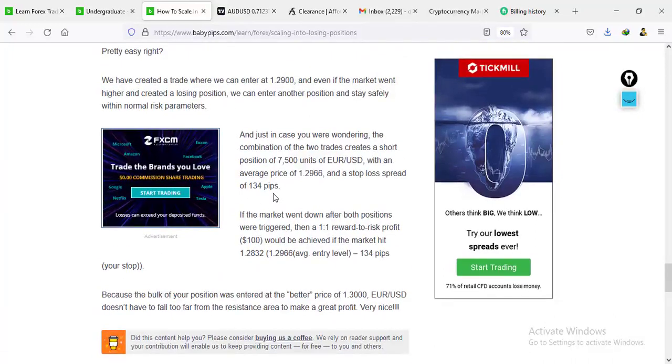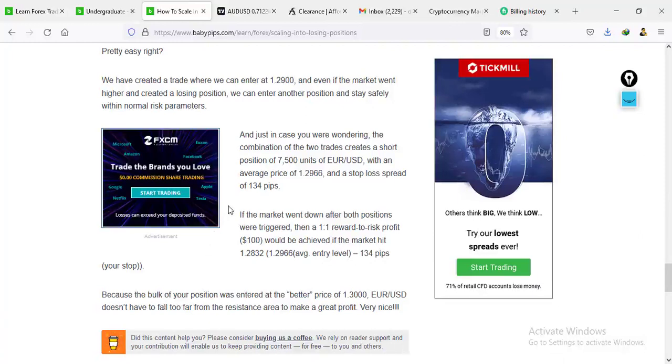And just in case you are wondering how the combination of the two trades creates a short position of 75,000 units of Euro USD with an average price of 1.2966 and a stop loss spread of 134 pips. If the market went down after both positions were triggered, then a 1-to-1 risk to reward ratio of $100 would be achieved if the market hit 1.2832, and that would be equivalent to 134 pips of your stops, and you'll be out of the market with $100 profit.